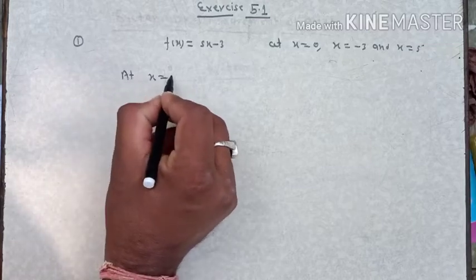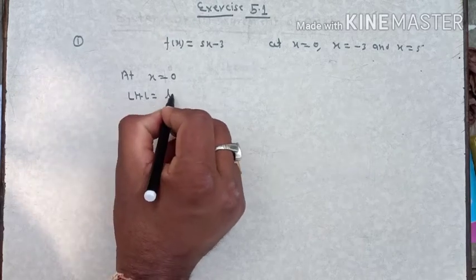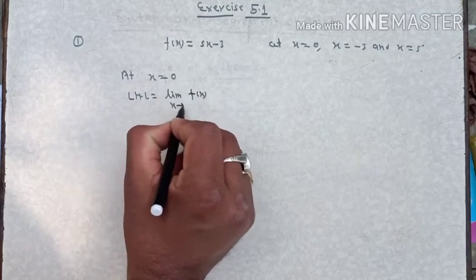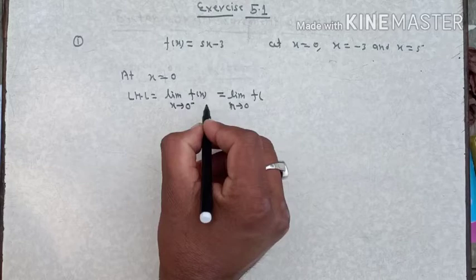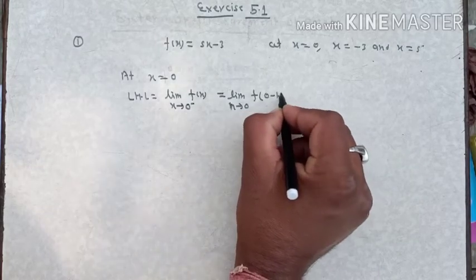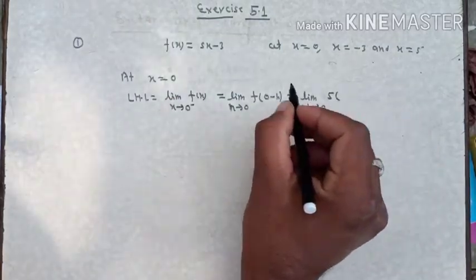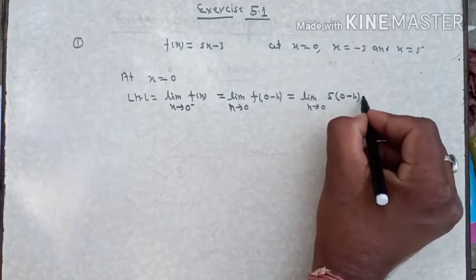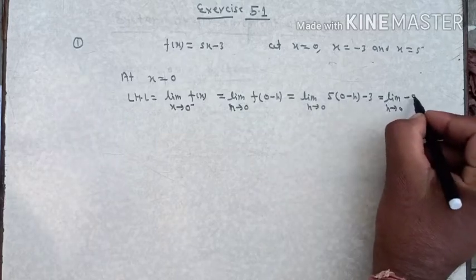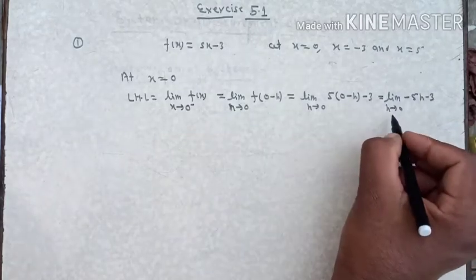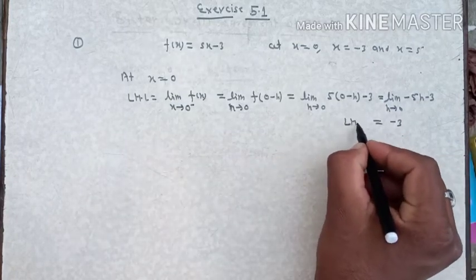So first of all, take x equal to 0. First of all, find the left hand limit. The left hand limit of the function f(x) as x tends to 0 negative equals the limit as h tends to 0 of f(0 - h). So put x = 0 - h in this function: 5(0 - h) - 3, we get the limit as h tends to 0 of -5h - 3. On putting the value of h, we get -3. So the left hand limit is equal to -3.